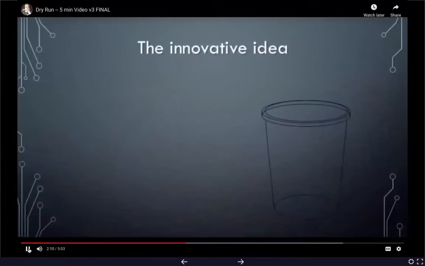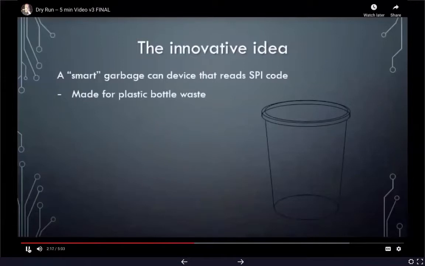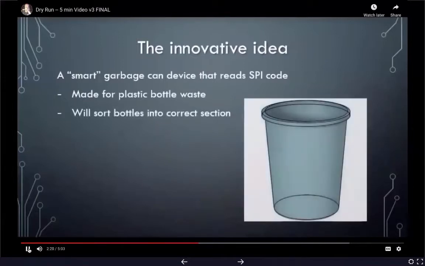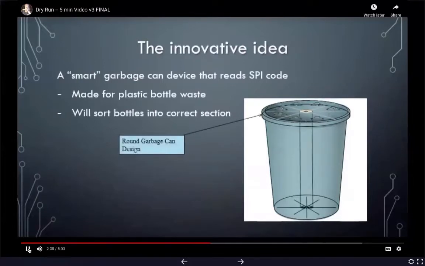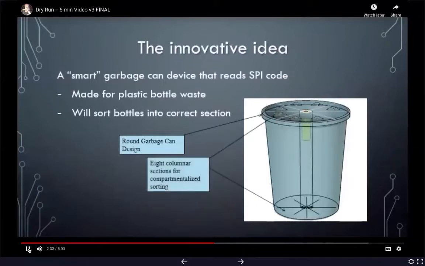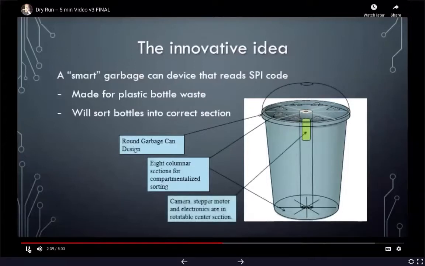So you've all seen those quotes. Now, simply put, our innovative idea is a smart garbage can. This smart garbage can will take your plastic bottle, find and read the SPI code, and drop it into the appropriate internal compartment. It is centered around consumer plastic bottle waste and will automatically sort it as you walk away. It has 8 columnar sections, one for each SPI code, one as overflow, with a center hollow section that will contain smart electronics. Above this center columnar section is a domed top with an enclosure that holds the plastic bottle on an incline. When the bottle is dropped in, the algorithm reads the SPI code from the image, determines which bin to rotate towards, and opens the door, lets gravity take over to do the sort.